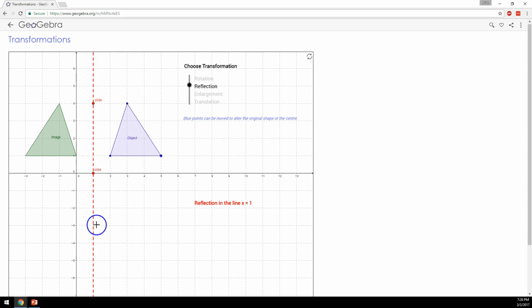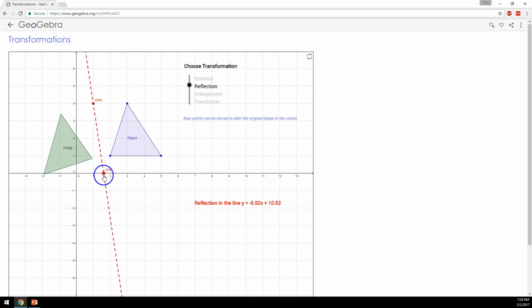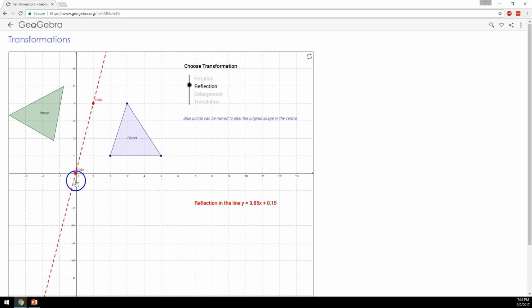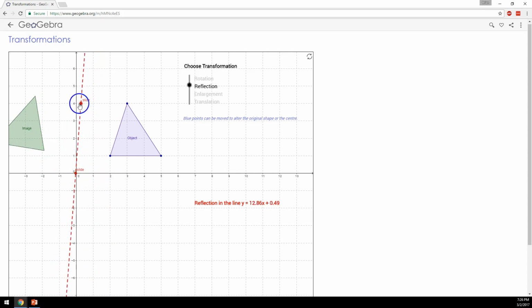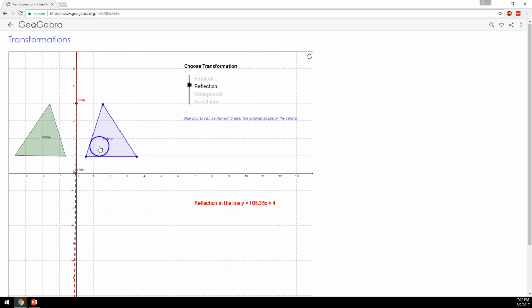Expand it out, same thing. And if I move my line of reflection, same thing is also happening. So I'm going to move them both to (0, 0). Let's say move it closer, same distance apart as well.